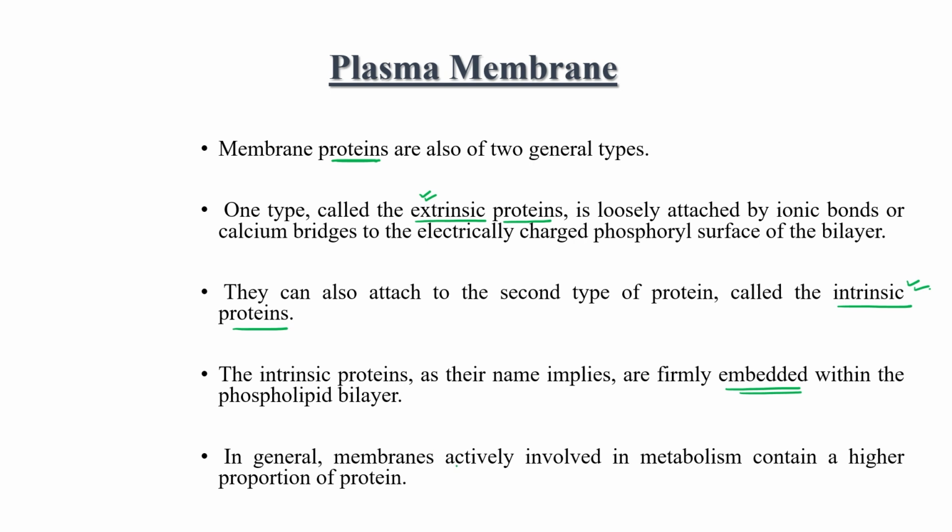In general, membranes actively involved in metabolism contain a high proportion of protein. This is the plasma membrane, which has different types of transporter molecules, like uniport, symport and antiport. This is because a cell doesn't allow every type of molecule; it only allows some kinds of molecules to come inside and go outside the cell. This is a very important role of the plasma membrane, which we already discussed in our previous lecture.